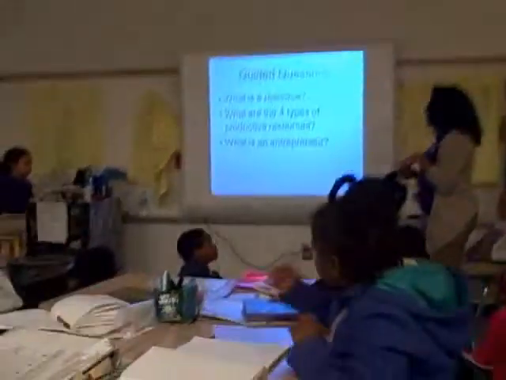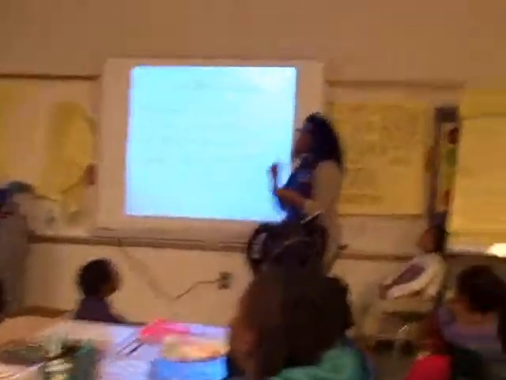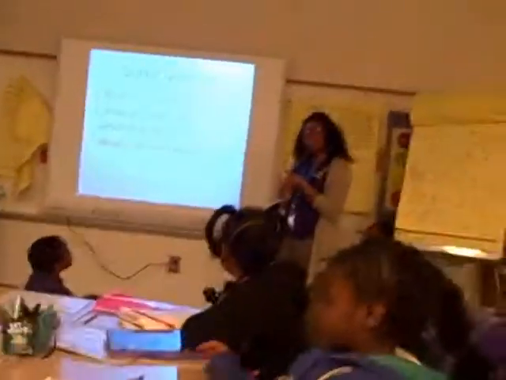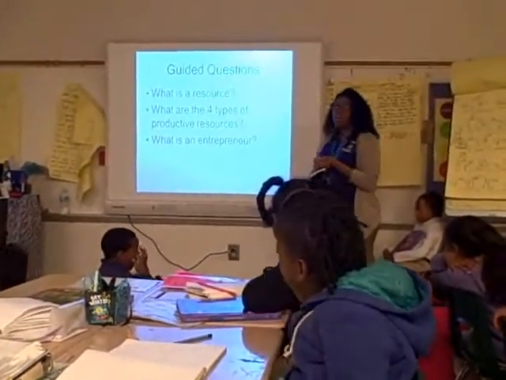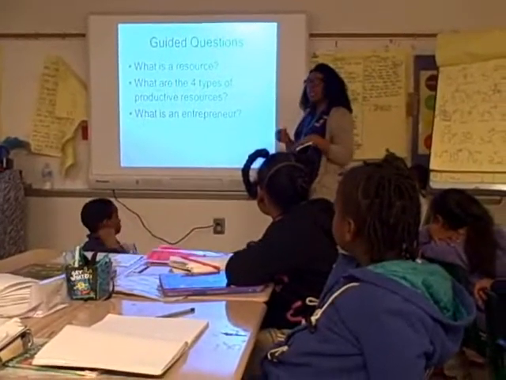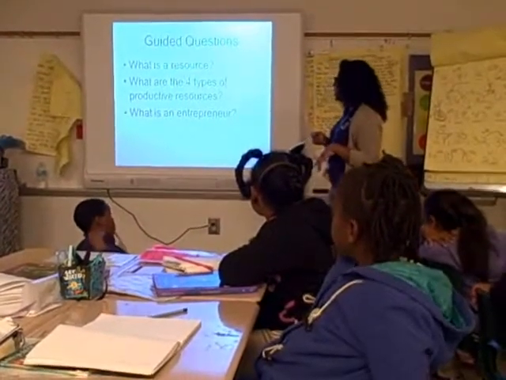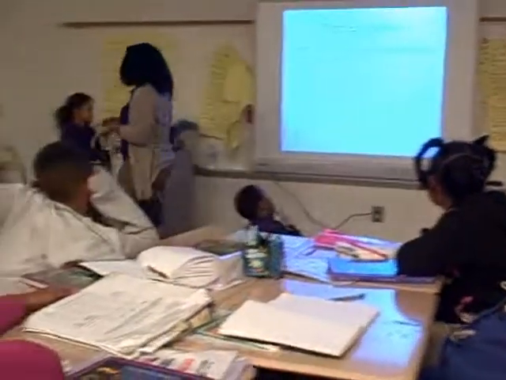Next slide. All right, so these are going to be our guided questions that I want to ask, and we want to make sure we answer them. What is a resource? What are the 4 types of productive resources? And what is an entrepreneur? Those are things we want to start thinking about, and towards the end of the lesson, we should be able to answer those questions. Next slide. All right, so we're going to take a real quick look at this video.